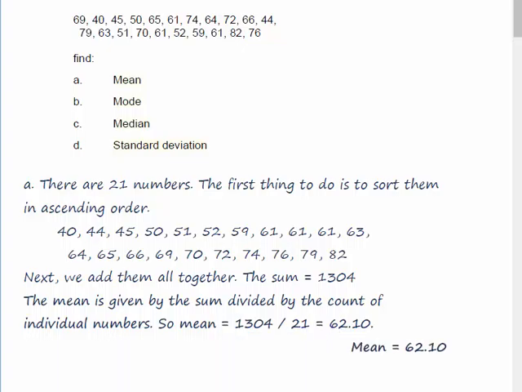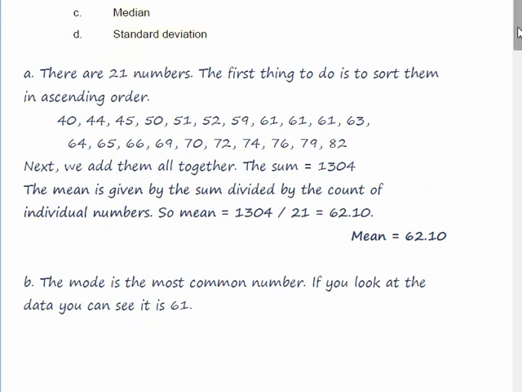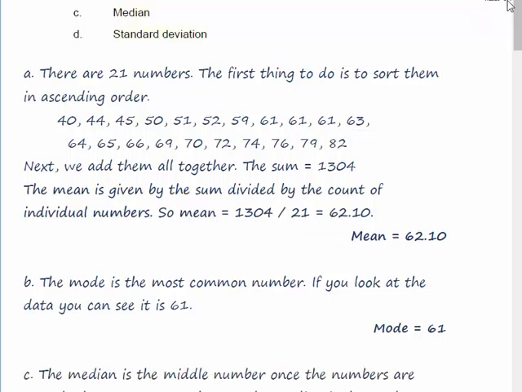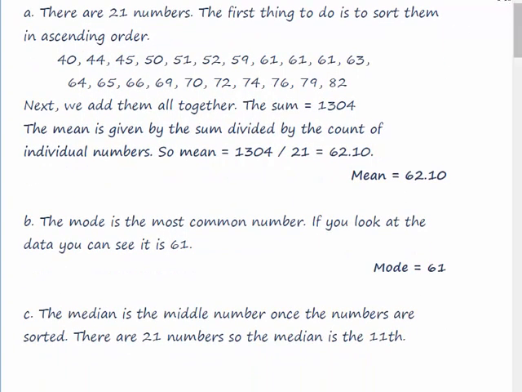So there's the mean. For the mode, we look for the most common value. We can see here that the mode is going to be 61. For the median, you look at the middle value, which is the 11th value, which is this one here. So you can see that the median is going to be 63.